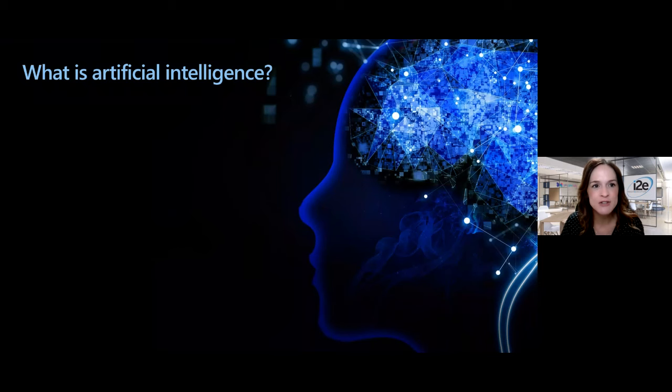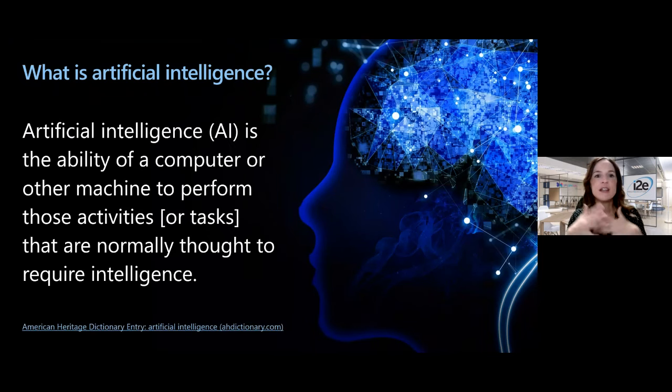So what is artificial intelligence? The official definition that Microsoft Education is using is the one from the American Heritage Dictionary. And for translation and inclusion purposes, I'm going to read it. It says, artificial intelligence, or AI, is the ability of a computer or another machine to perform tasks or activities that are normally thought to require intelligence.